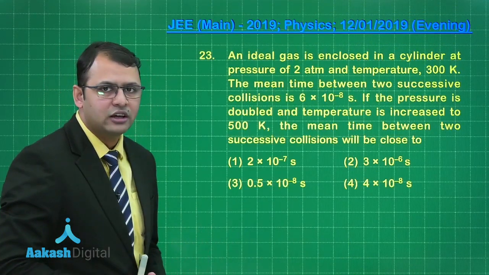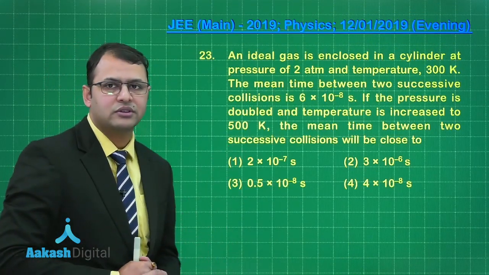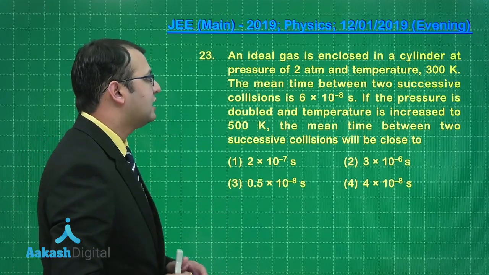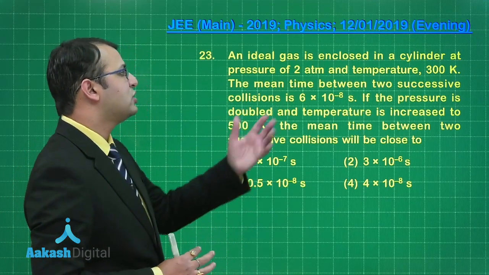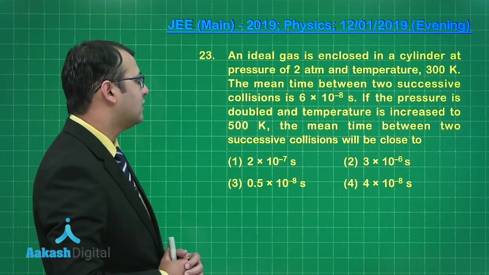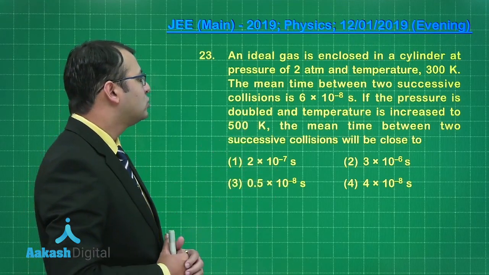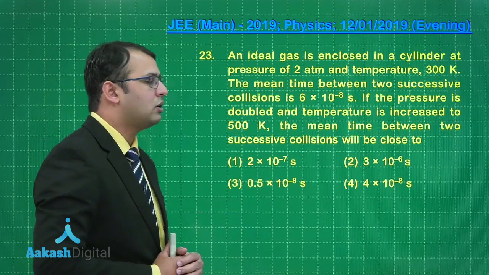Now the question you see here belongs to the section of heat and thermodynamics. Here there is an ideal gas which is enclosed in a cylinder with a particular pressure of 2 atmosphere and temperature 300 Kelvin. The mean time between two successive collisions is 6 into 10 to the power minus 8 seconds.